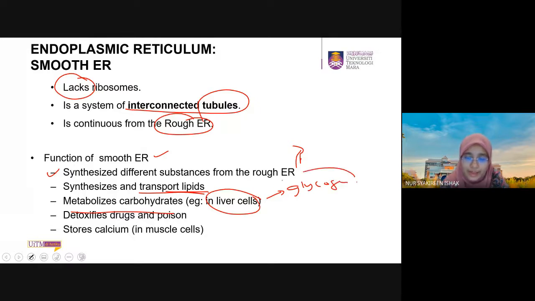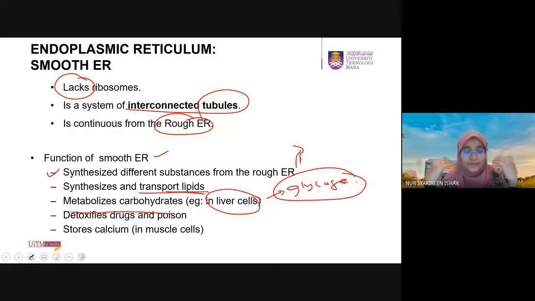Okay. So again, I emphasize, glycogen is storage carbohydrate. So after you have eaten your lunch, for example, the rice that you eat will have starch. So this starch will be digested into its monomer, which is glucose. So the glucose will be absorbed by your body. Okay, so the glucose will end up in your blood.